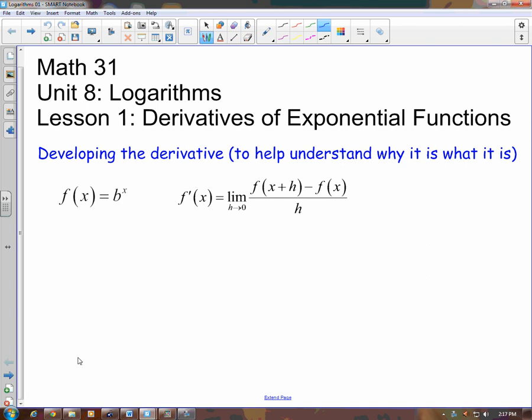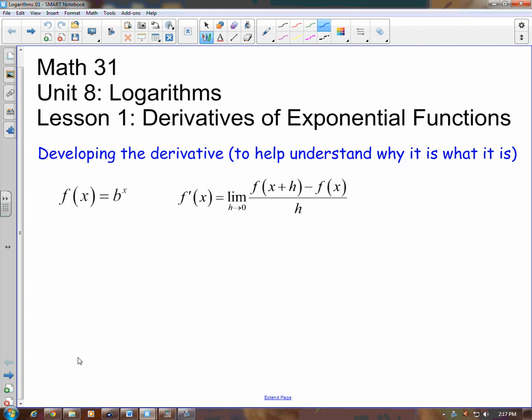Okay, so in this first lesson, we're going to show how we get the derivative of an exponential function, and we're going to look at one particular special function. So don't write this down. We're just going to walk through to understand why the derivative is what it is.